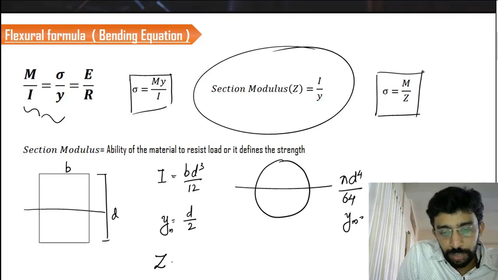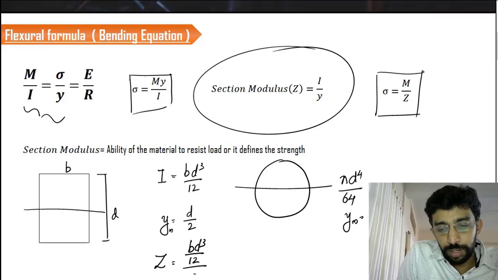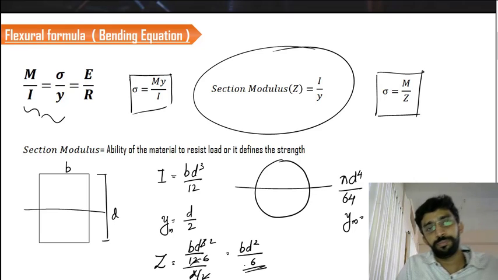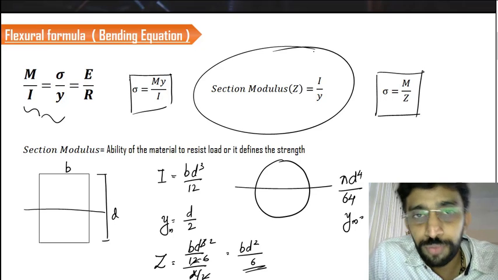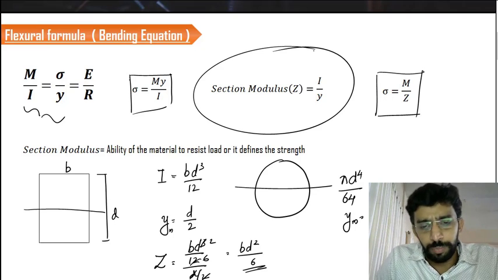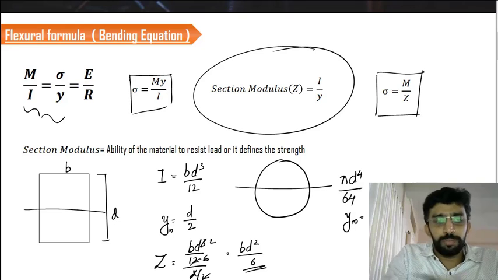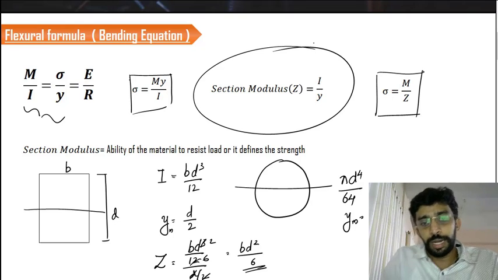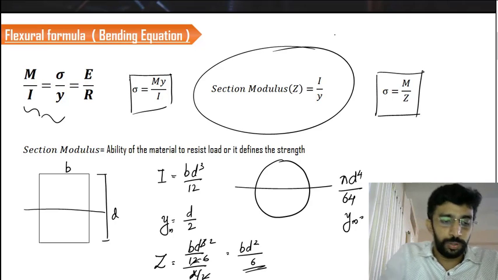If we calculate Z for this rectangle, it is B d cube by 12 divided by d by 2. These two will get cancelled out, and we end up with B d square divided by 6. That's just for your information, and there is no need to learn all these by heart, because the bending equation is sufficient for us to solve the problems. This is additional information that I have given you.